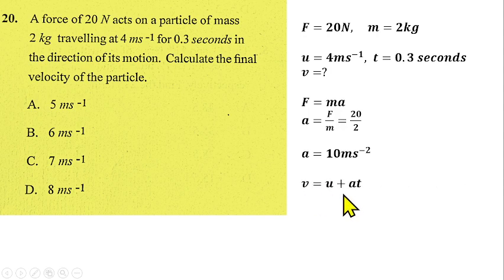Then we can now use one of the equations of motion, which is v equals u plus at. Our aim is to find the final velocity, which is v. Our initial velocity is 4. If you substitute that, you have 4 plus our acceleration, which is 10, multiplied by the time, which is 0.3. So that should give us 4 plus 3, because 10 times 0.3 gives us 3, plus 4, that gives us 7. So the final velocity is 7 meters per second, which is option C.